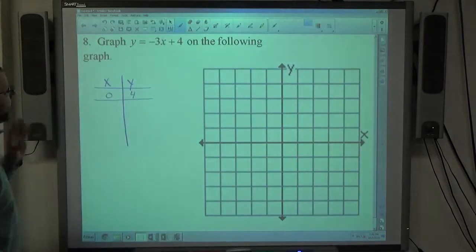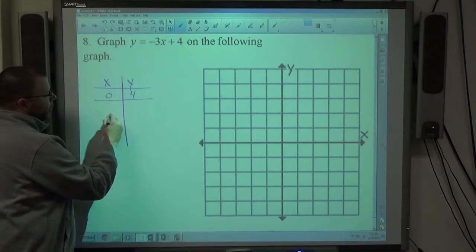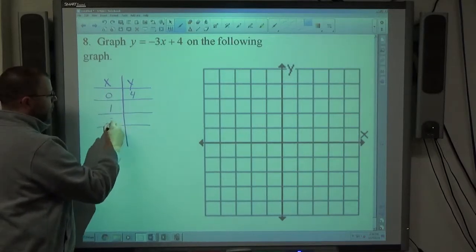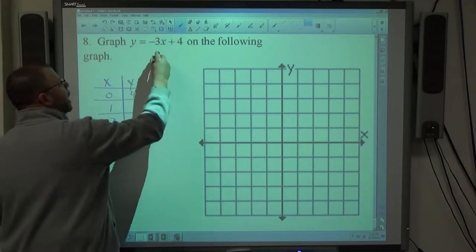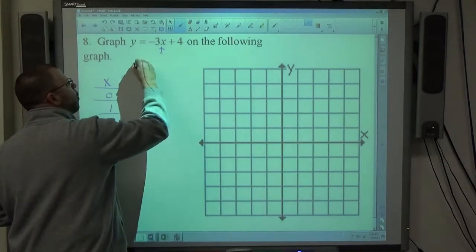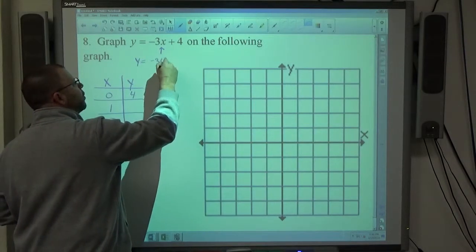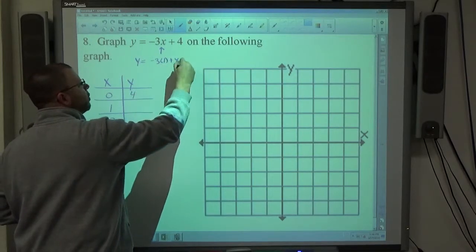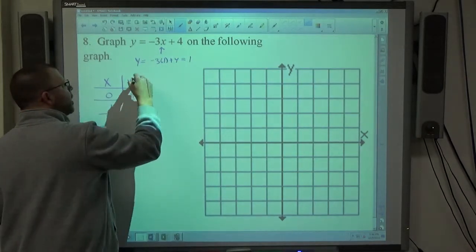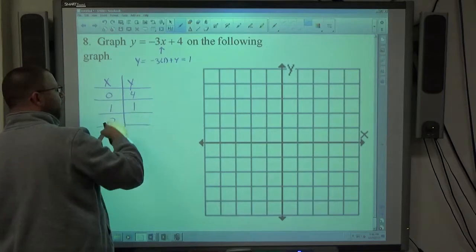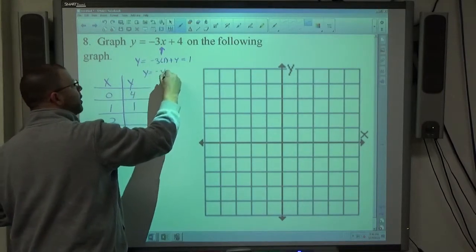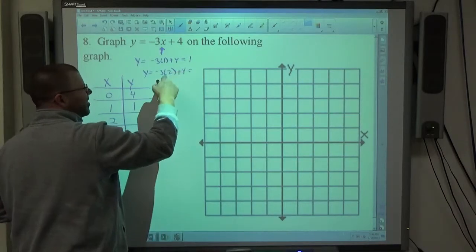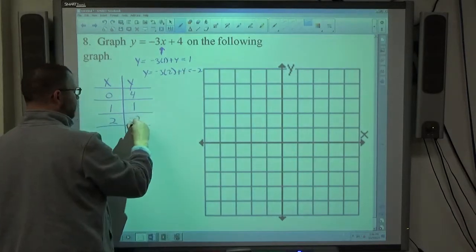Okay, once you get that number, we're dealing with whole numbers here. Negative 3 and 4 are integers. So if you got whole numbers or integers, just going up by one at a time is easy enough. X equals 1. I'm just changing this x to a 1. So y is going to be negative 3 times 1 plus 4. Negative 3 plus 4 equals 1. For x equals 2, again, changing this to 2, I'm going to get y equals negative 3 times 2 plus 4. That's just negative 6 plus 4, which is negative 2.